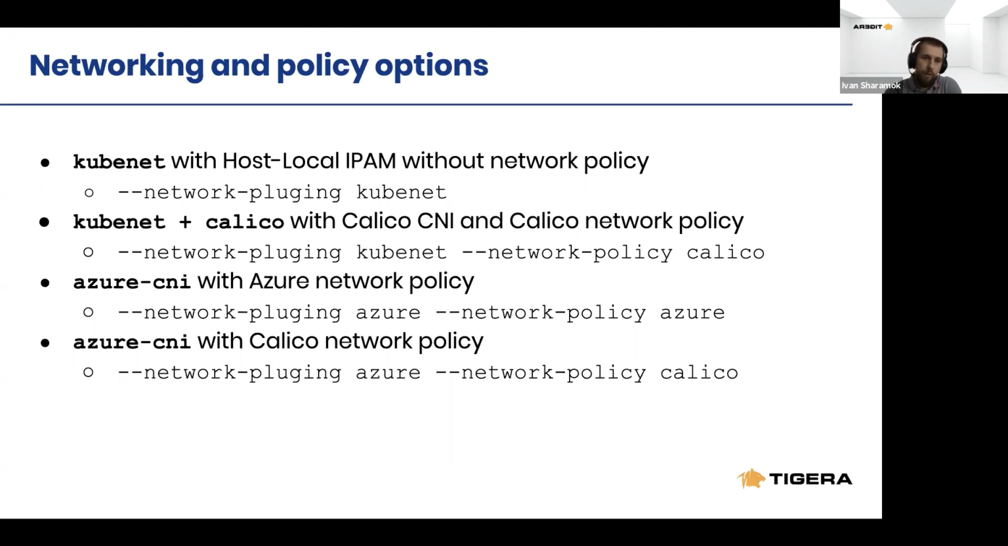And then there are two other options that you can use. You can use advanced networking, such as Azure CNI, for the Azure IPAM, which connects directly to the VNet where your cluster resides, and use Azure Network Policy, or you can use Azure CNI and Calico Network Policy. And I'll talk about that a little bit later.